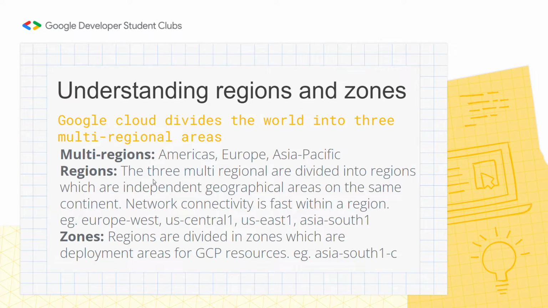The connectivity between regions is very fast, and a region can have multiple zones. You must have seen Asia South one. This is a zone in Mumbai itself. Most of the regions are basically data centers of Google. Most of the time, cloud architects have their services on multiple zones within the same region. So if something goes wrong in one zone, we can use another zone in the same region itself. So we can have our services on multiple zones.